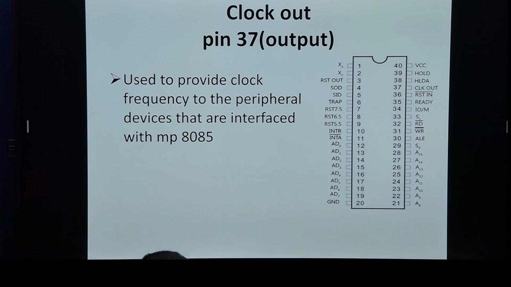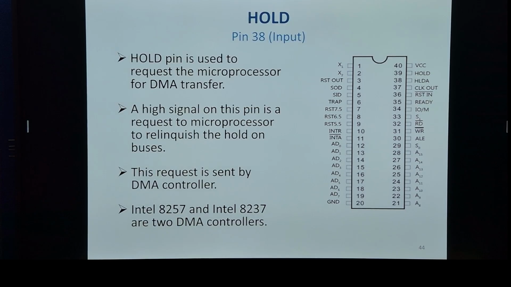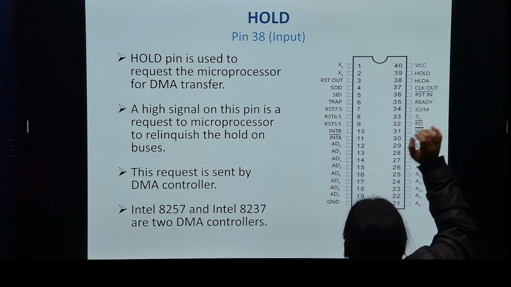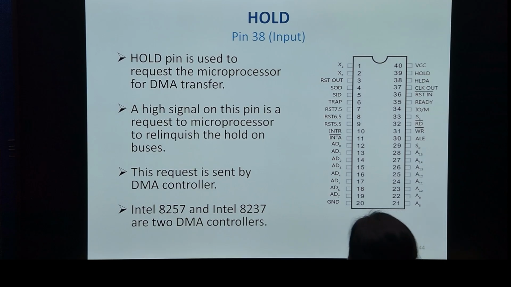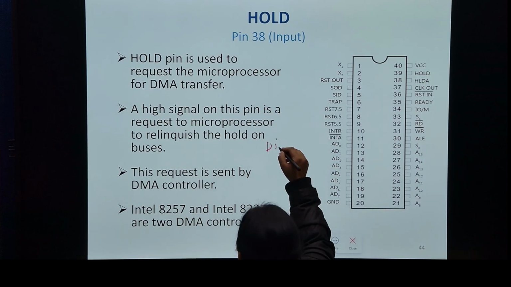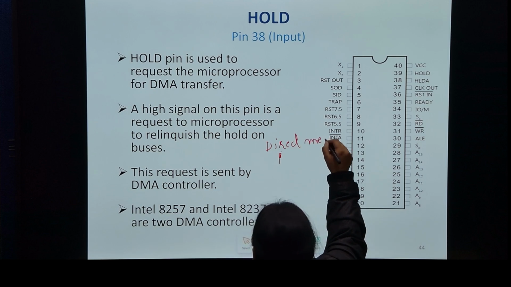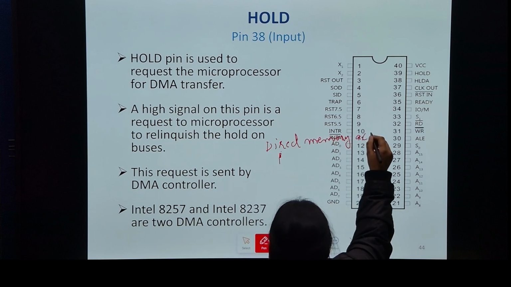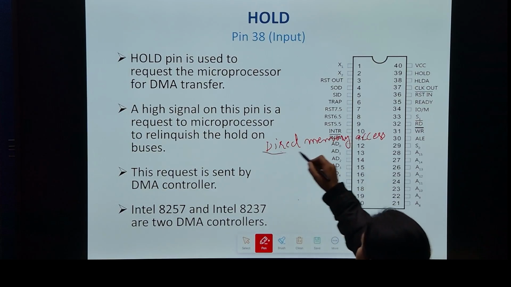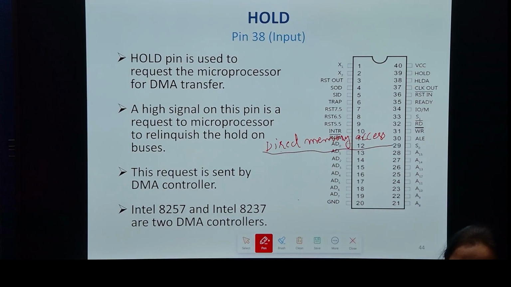Then is pin number 38 and pin number 39. These two pins are called DMA pins. DMA means direct memory access signal. What does direct memory access signal mean?